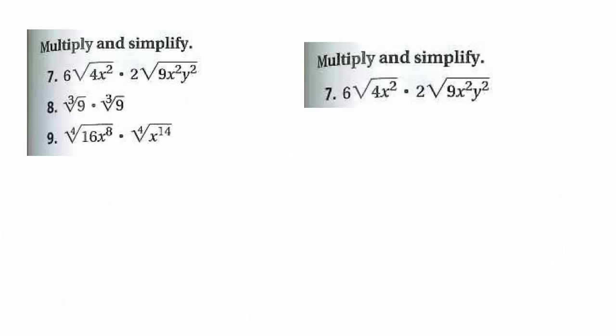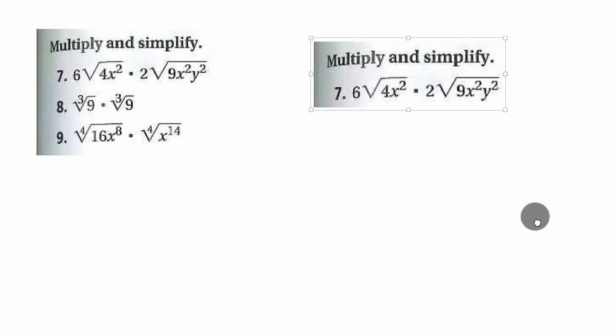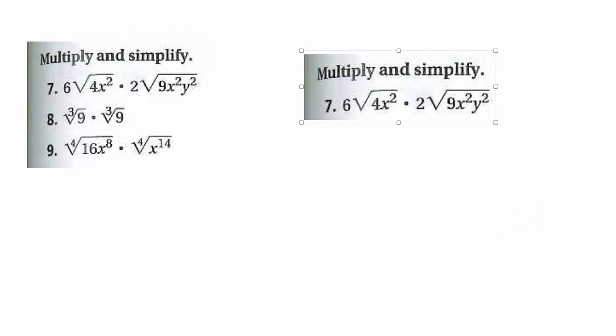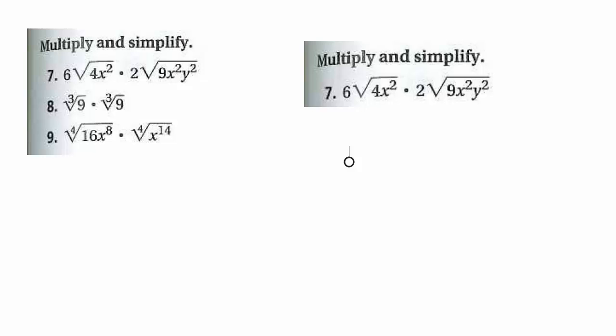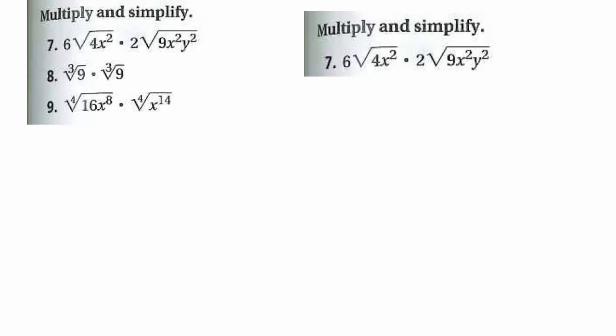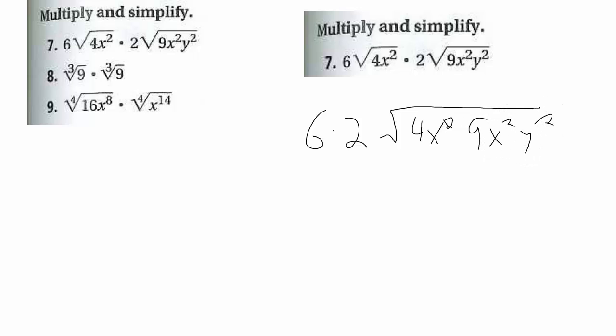For the next one, we have to multiply and simplify. Now, there's 2 ways to really look at this. You can actually simplify first sometimes and then multiply, but I'm going to do the first way they suggested, which is multiply then simplify. Commutative property can be really useful for this. So the 6 and the 2, notice how those are just constants hanging outside. So write your little coefficients, your constants hanging outside. And then the 4x squared, and then the 9x squared y squared. Put those together inside their own radical.